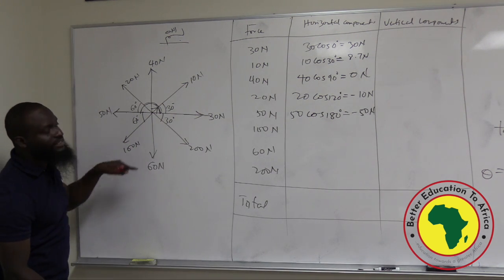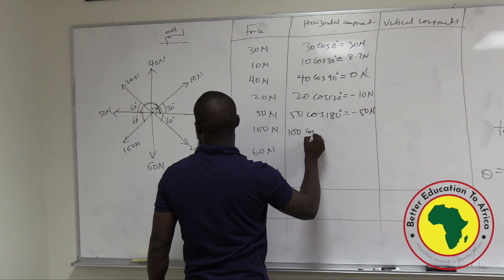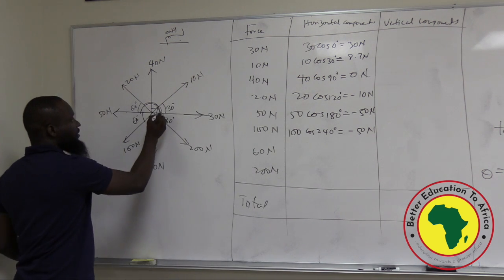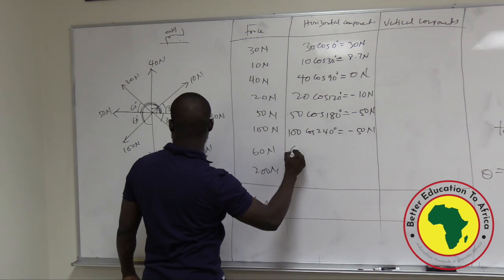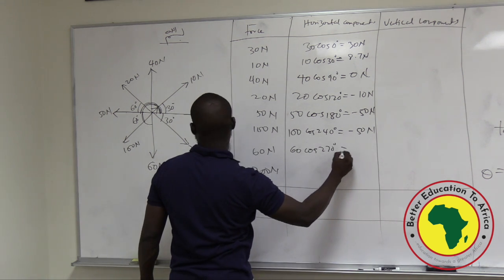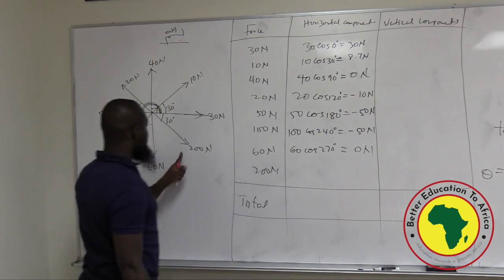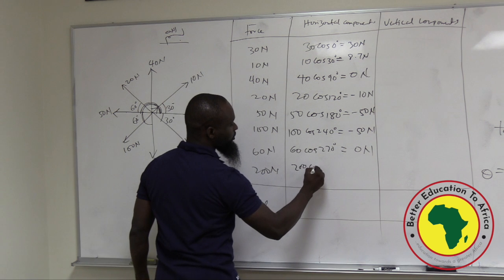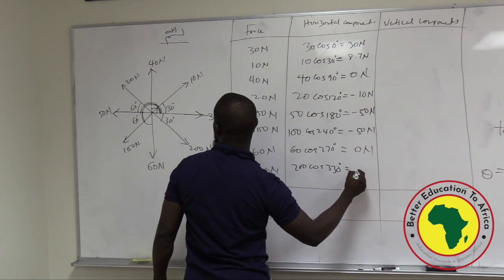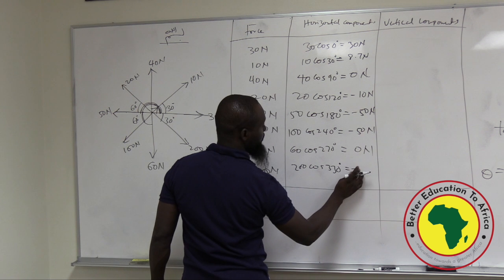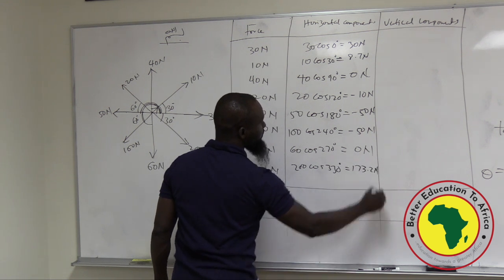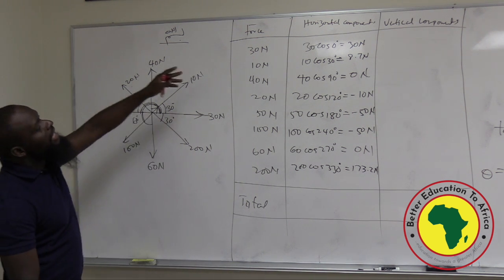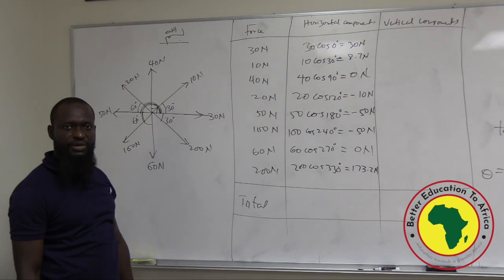100: 180 plus 60, 240. 100 cosine 240 degrees gives me minus 50 newtons. 60: from here it's 270. 60 cosine 270 degrees gives me 0 newtons. 200: all the way back to the positive x-axis, 360 minus 30, 330. 200 cosine 330 degrees gives me, no, it's a plus 173.2 newtons. So you see, once I'm taking the angles to the positive x-axis, all of them, I use cosine for all my x. Cosine, cosine, cosine for all my x.